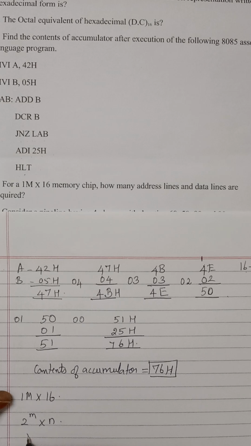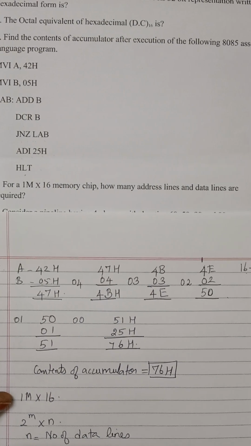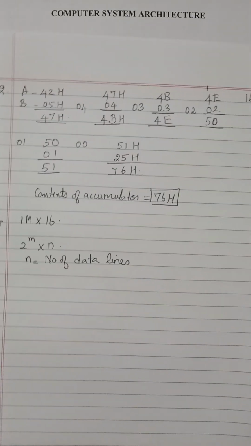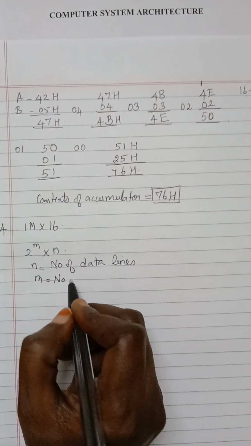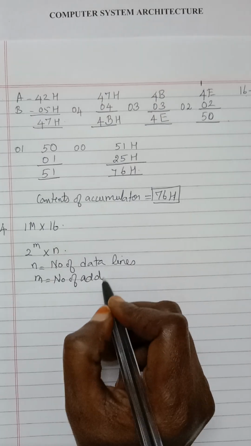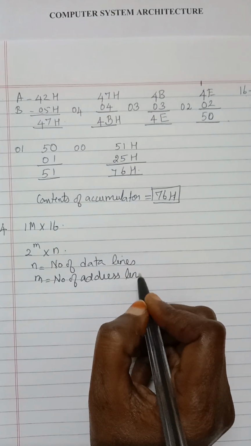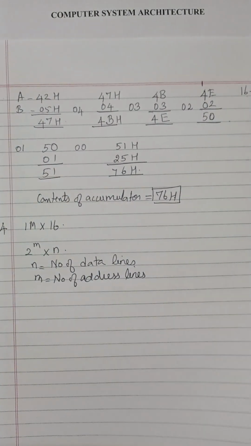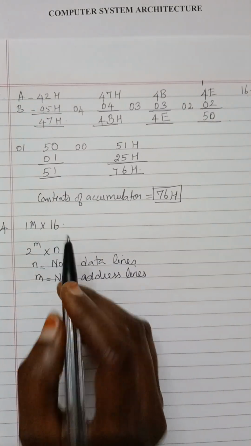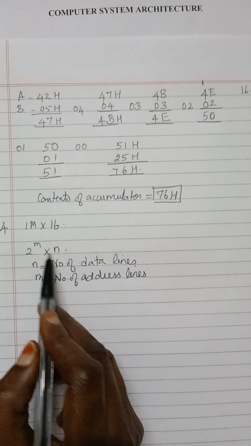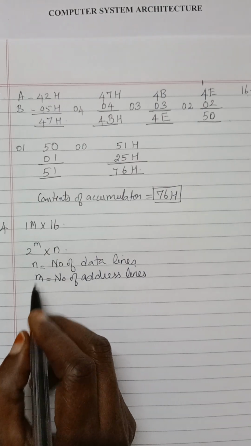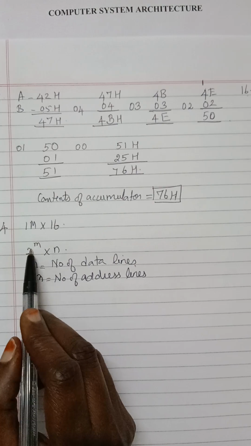Here N is the number of data lines, and M is the number of address lines. They have given a 1M into 16 memory chip, so 16 is the number of data lines. So N is 16.